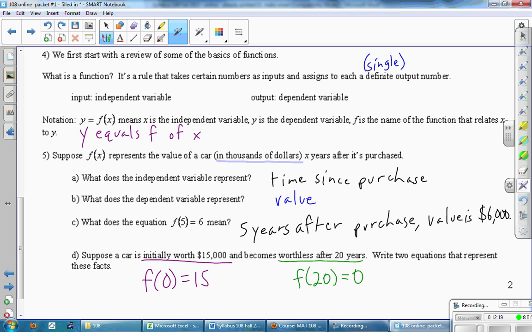Okay, next part, the car becomes worthless after 20 years. So 20 years, that's the input variable, it's there. Worthless, the value must be 0. When you're ready, we go to the next page.